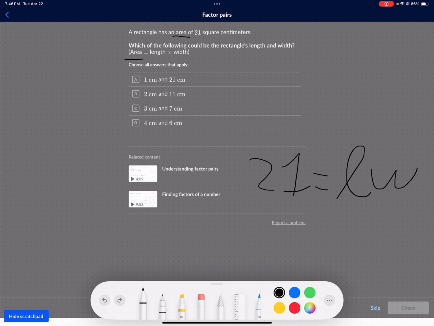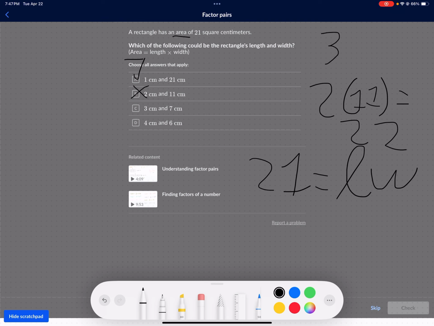So, choice A, 1 and 21. So, will this be equal to 21? Yep, any number times 1 is just itself. And since we have two 21s, A is going to be one of our answers. So, next up, we have 2 and 11. So, 2 and 11, what will that be equal to? 22, yeah. But is that equal to 21? Nope, it's not. So, B's out.